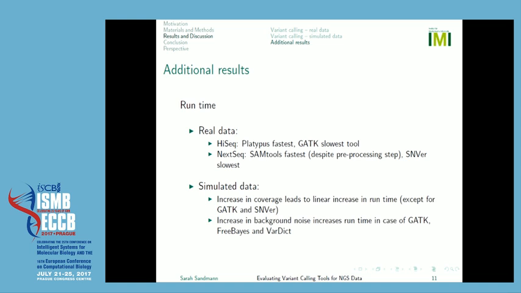Now, for the simulated data, it was very nice to see that an increase in coverage led to a very nice increase in runtime. The only exceptions were GATK and SNVer, which had a more extreme increase in runtime at very high coverage. So whenever you have ultra-deep sequencing data, this might be a problem. However, when we have an increase in background noise, there was hardly any influence. Only in case of GATK, FreeBayes, and VarScan, we could see an increase in runtime.